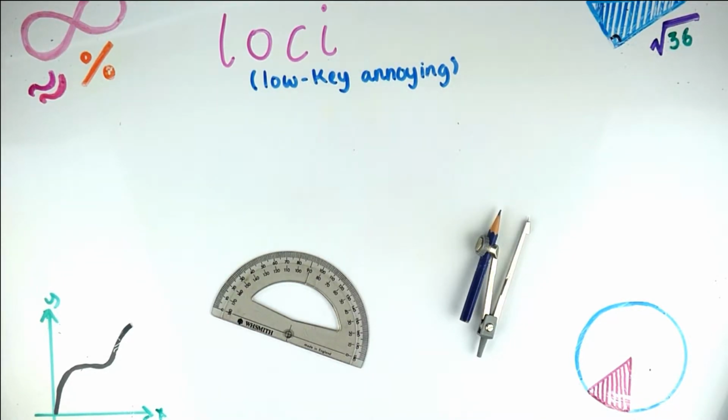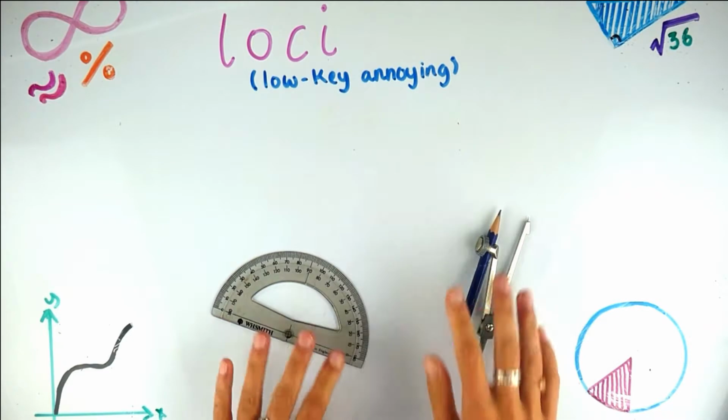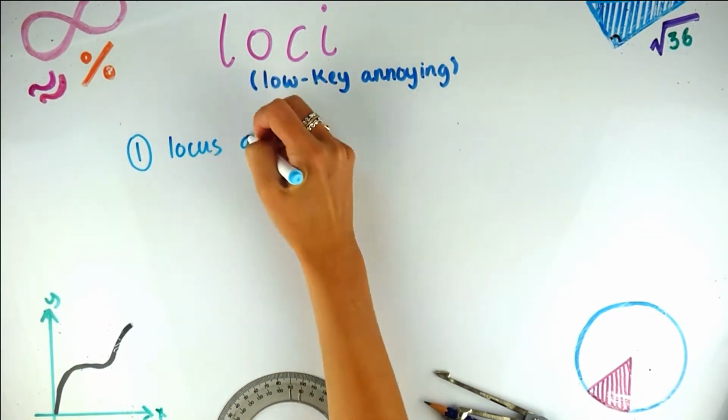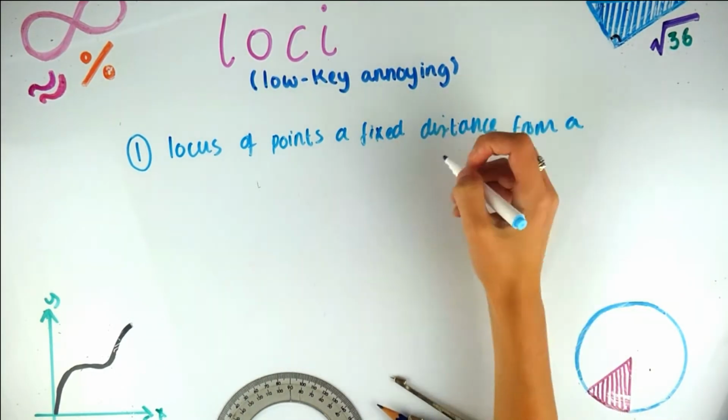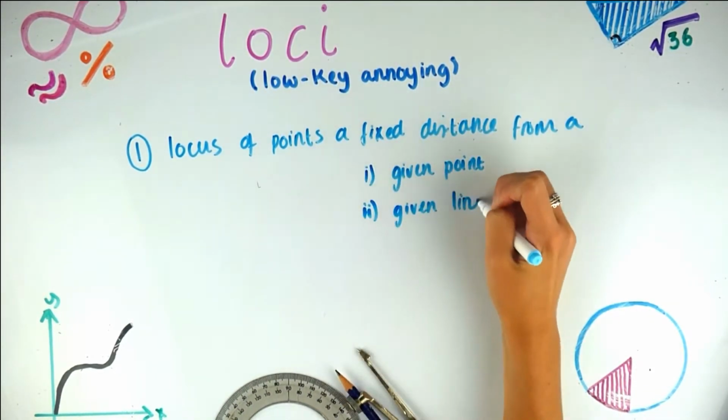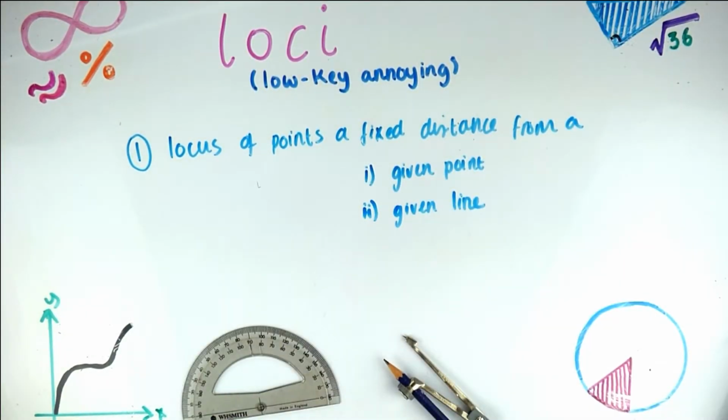So the first part we're going to look at is points. So I'm going to write what we're going to look at and then I'm going to get some paper I'm going to construct. Okay, so the first thing we're going to do is the locus of points a fixed distance away from the first bit, a given point, and the second bit, a given line. So I'm just going to get some paper.